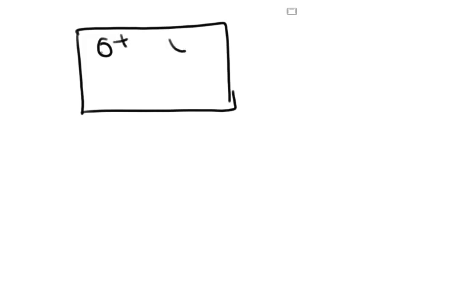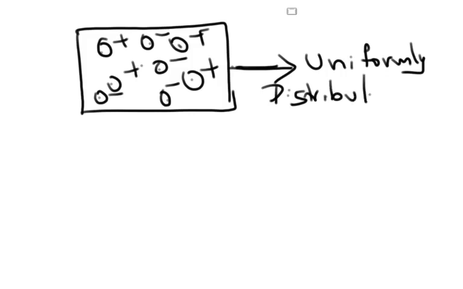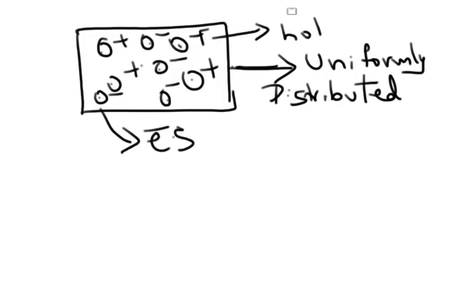Now, let us consider a material, a P, which has uniformly distributed holes and electrons. In this case, there is no movement of these particles and hence the material is at steady state. So consider this material where holes and electrons are uniformly distributed. These are electrons and these are holes. In this case, there is no movement of these particles and hence the material is already at a steady state.